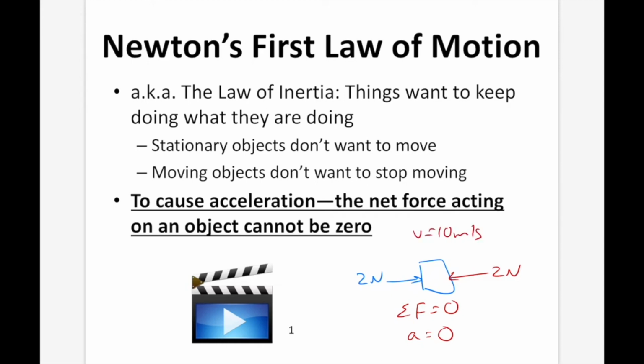Now, if this object is stationary to begin with, so if v is equal to 0, then v will continue to equal 0 until there's a net force acting on that object. For instance, if we were to change this 2 newtons force to the left to 3 newtons force to the left, then we're going to start to see an acceleration that's not equal to 0. Instead, we're going to see an acceleration that is to the left.